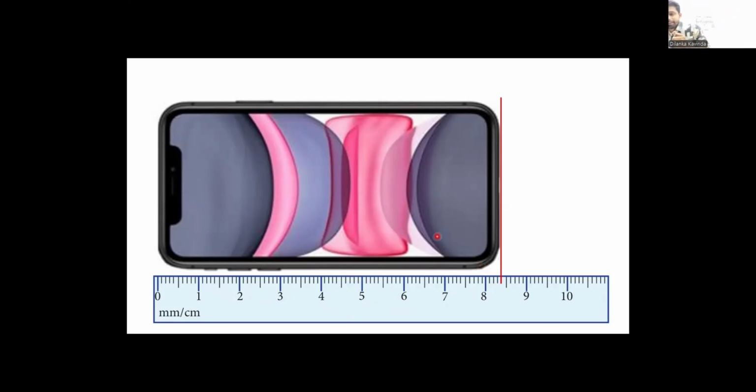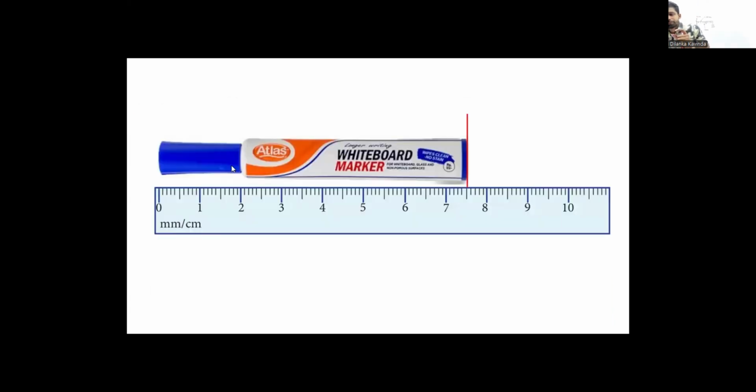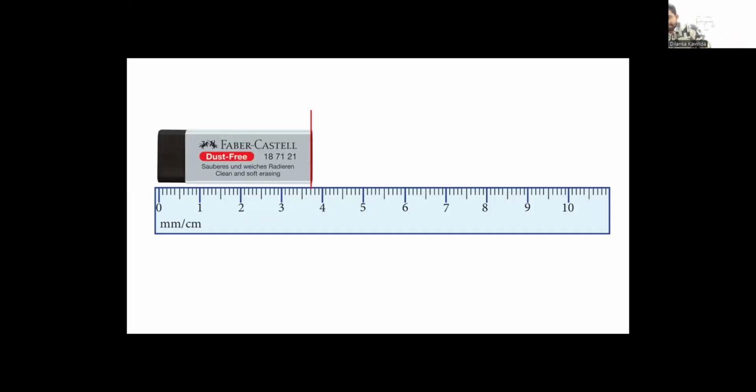Right, okay. Now you need to write down 8.4. You need to draw at least the first two, the first one and the second one. And you need to write down the length of the marker pen and the eraser as well.